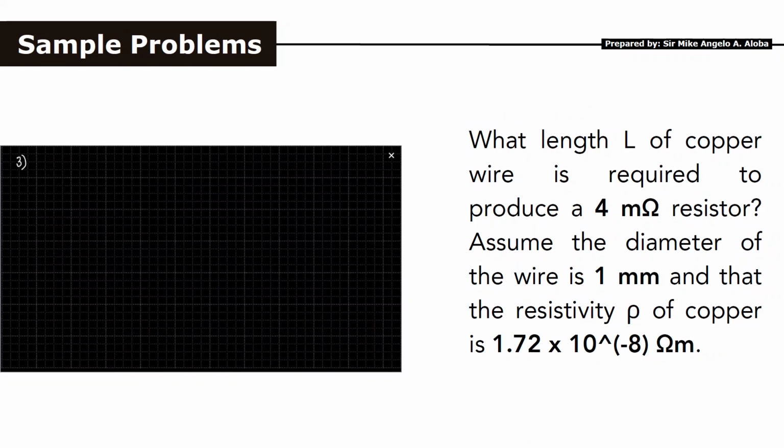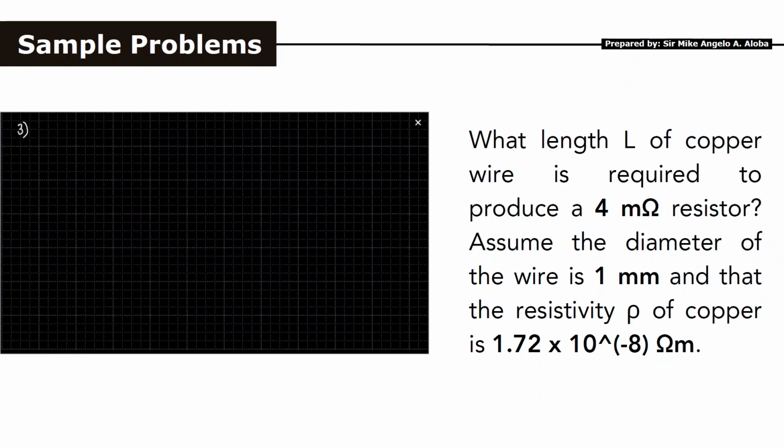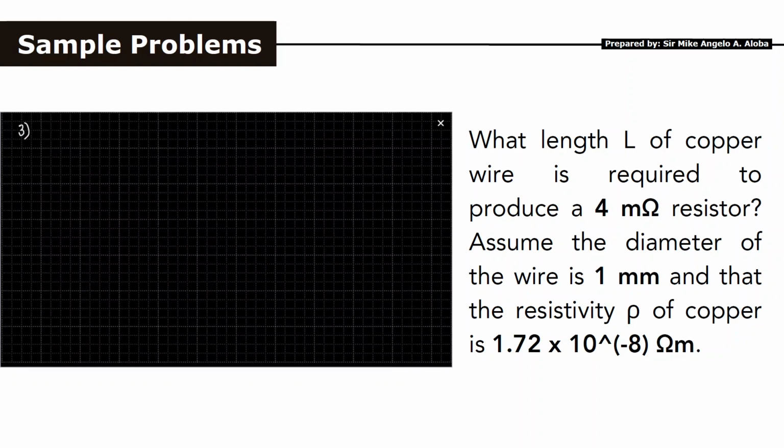So for number 3, what length L of copper wire is required to produce a 4 milliohm resistor? Assume the diameter of the wire is 1 millimeter and that the resistivity of copper is 1.72 times 10 raised to negative 8 ohm meter. So we write all the given.